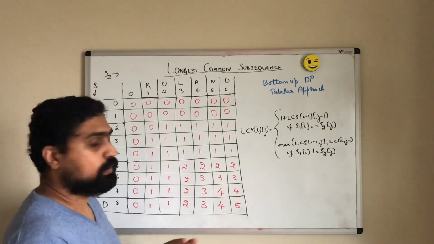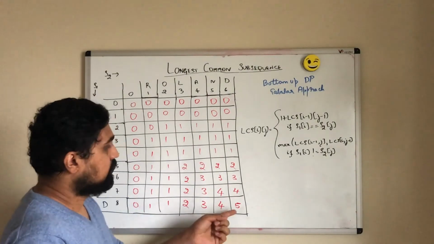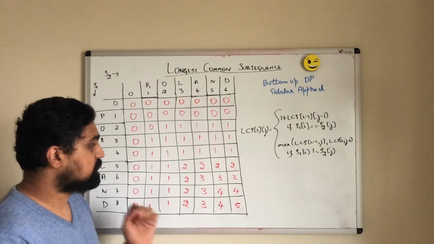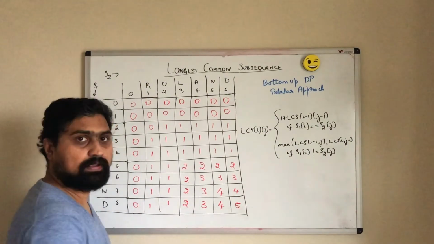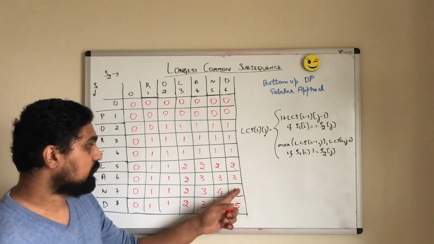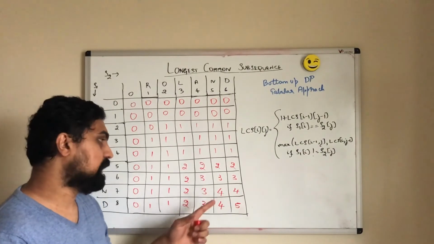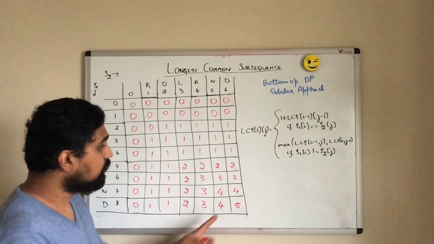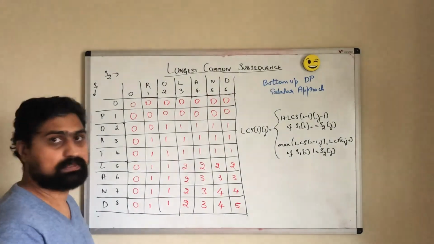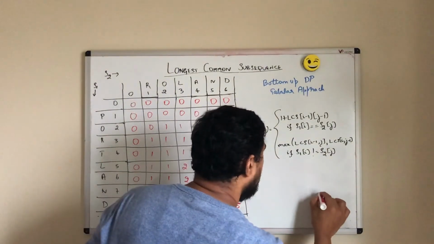Now we want the actual subsequence with this length 5. So how do we obtain that? So we do a trace back. So we start from this cell here. Now this value 5 did not come from this element or this element. It came from the diagonal because 4 plus 1. So this character is actually a match. So this is part of the subsequence. So we'll add it to the output.